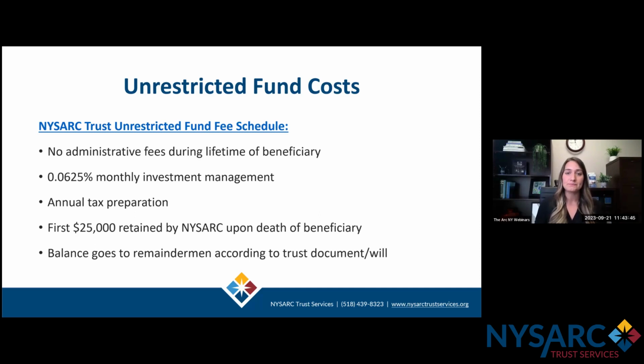Upon the death of the beneficiary for this particular program, NYSARC will retain the first $25,000 in the account, and any balance left would go to remaindermen as named in the trust document or estate planning documents of the donor. If there is no money in the trust upon the death of the beneficiary, NYSARC will get nothing. And so we retain up to $25,000.